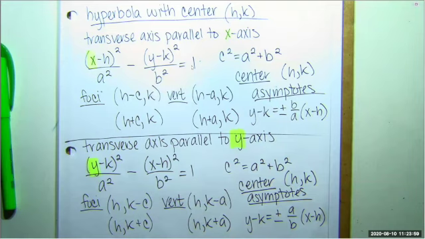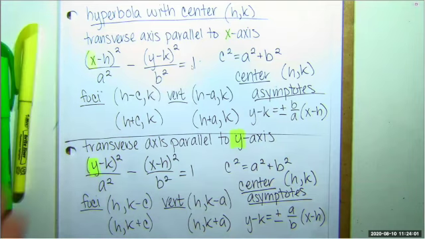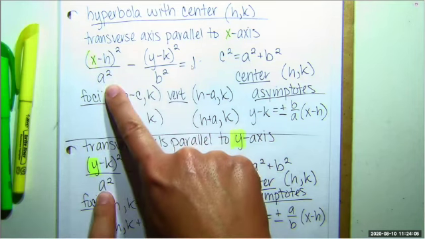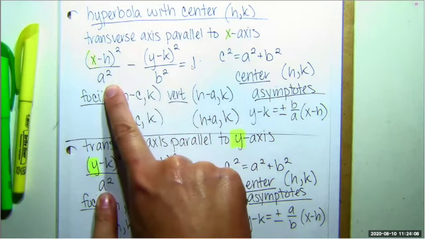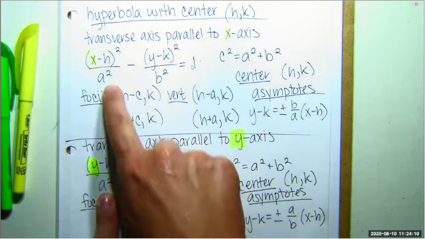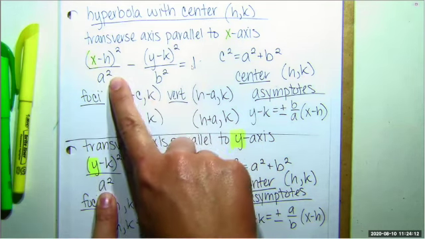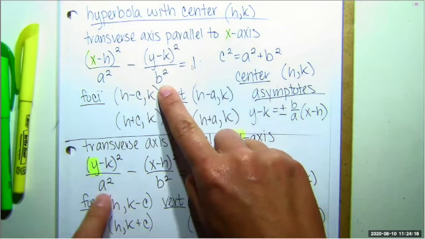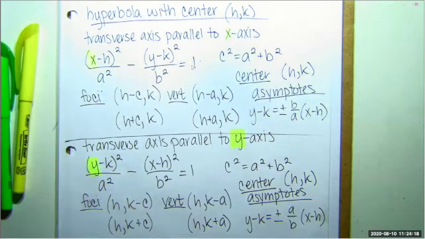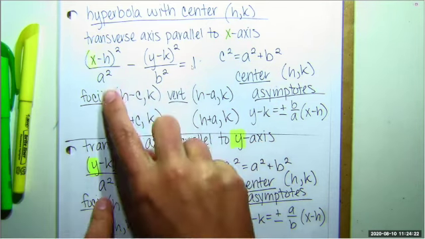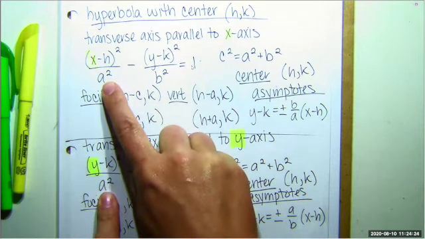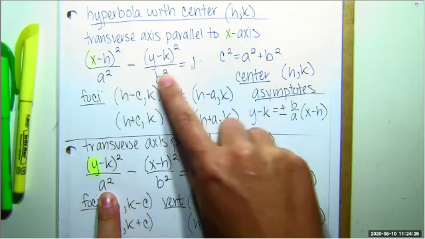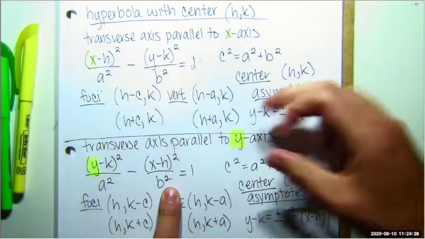Okay, the next thing is where A, B, and C are. Here A squared is always going to be under the variable that occurs first. So we're always going to have A first and then B second. In our equation of our ellipse, A squared had to be the larger denominator. That is not the case here. It's always going to be A squared under the first and B squared under the second.